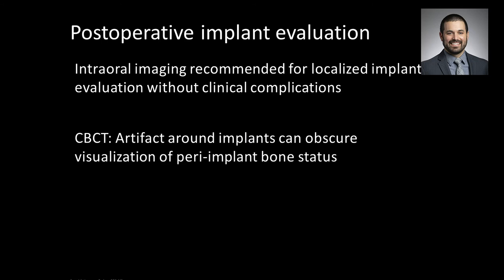The general recommendation is, if the patient is asymptomatic with an existing implant and there are no clinical abnormalities, a simple periapical radiograph to look at the mesial and distal peri-implant bone works great. A problem with imaging existing implants with cone beam CT is the metal artifact. And that metal artifact, like we discussed last week, can really obscure the adjacent tissues. What we're concerned about is obscuring the peri-implant bone interface in this case.